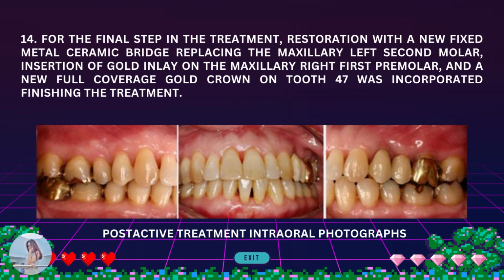14. For the final step in the treatment, restoration with a new fixed metal ceramic bridge replacing the maxillary left second molar as seen on the third photo, insertion of gold inlay on the maxillary right first premolar as seen on the first photo, and a new full coverage gold crown on tooth 47 was incorporated, finishing the treatment.